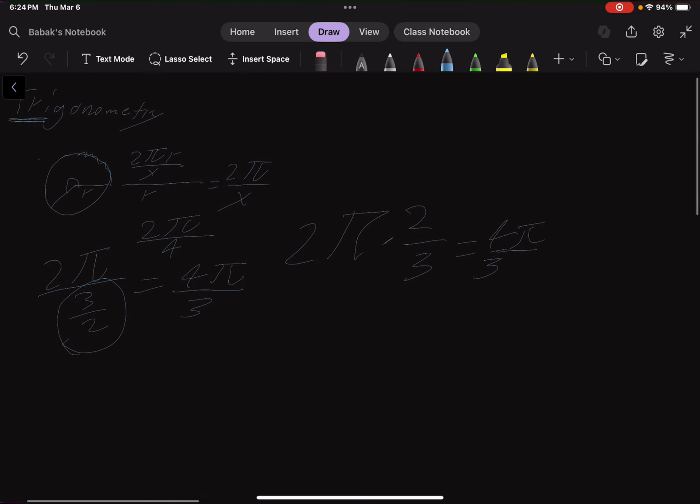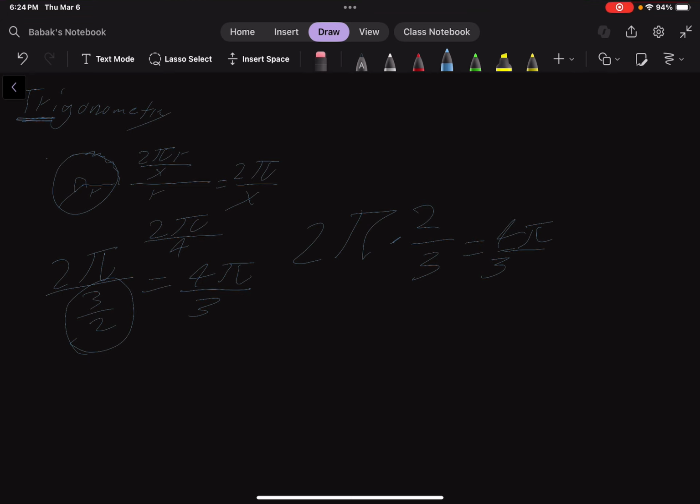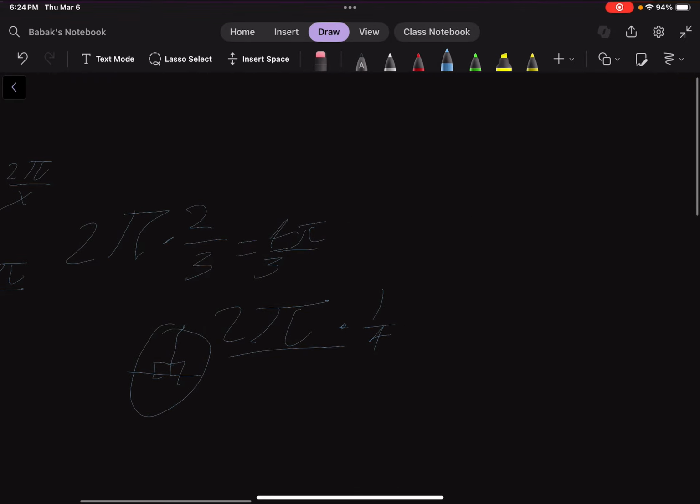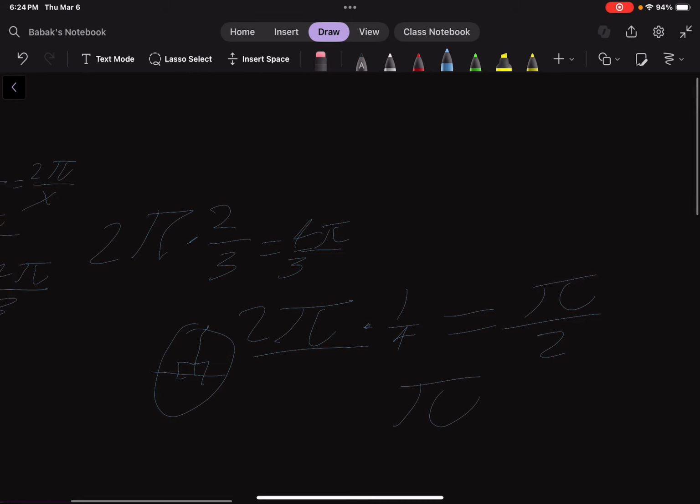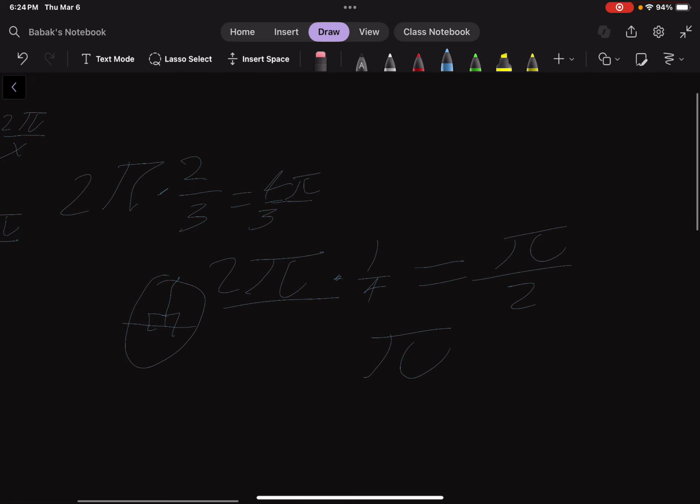Now, this, as you can see, corresponds reasonably well to an angle. If you have, for example, 90 degrees, and you double it, you get 180 degrees. Similarly here, if you have pi over 4, or rather 2 pi times 1 over 4, which is equal to pi over 2, being equivalent to 90 degrees, and you double it, you get pi. And that corresponds to 180 degrees. In essence, 2 pi corresponds to 360 degrees.